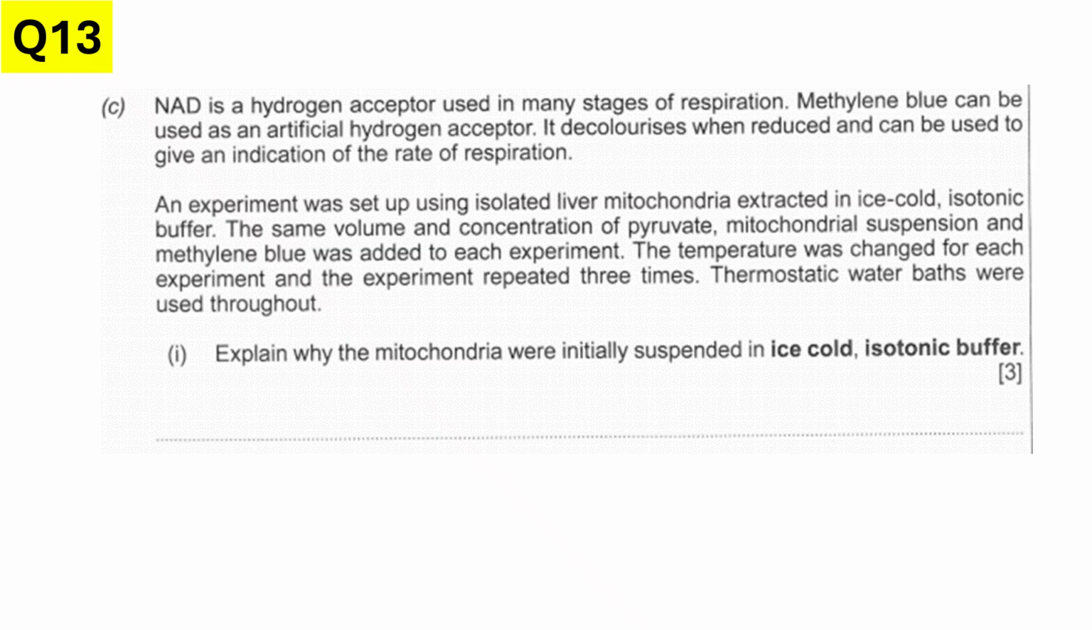So part C to this question is talking about the experiment we did in the lab using methylene blue. And it says that the methylene blue, when you add it to cells or to mitochondria, acts as an artificial hydrogen acceptor. So it mimics the role of NAD. So when dehydrogenase oxidizes a substrate and removes hydrogen, normally that hydrogen is transferred onto the NAD coenzyme. But methylene blue, mimicking NAD, can also become reduced by the activity of dehydrogenase. So when it becomes reduced, it decolorizes and the blue color disappears. So we can get an idea of the rate of respiration by timing how long decolorization occurs.